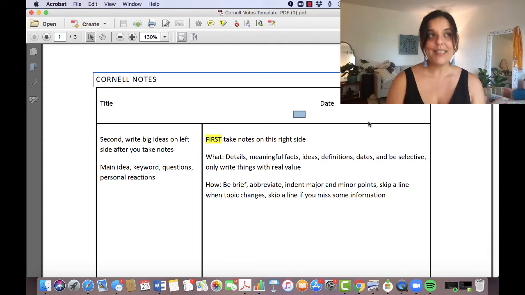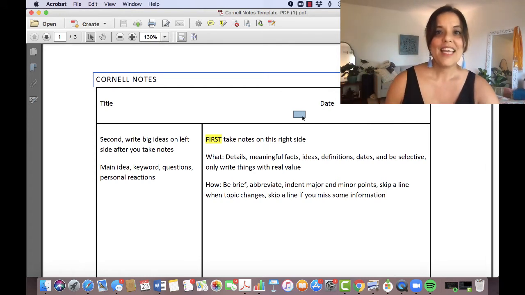In our last video we looked at how to start our Cornell notes, how to create a template and what to write at the top of our Cornell notes: the title, the source, the date, and your name. Today what we're going to look at is the right hand column of the Cornell notes. If you take a look here, you'll see that we're going to start taking our notes on the right hand side of the paper. First, take notes on this right side.